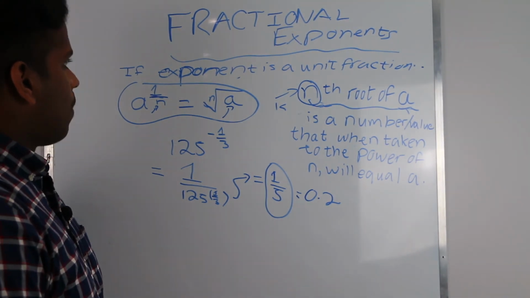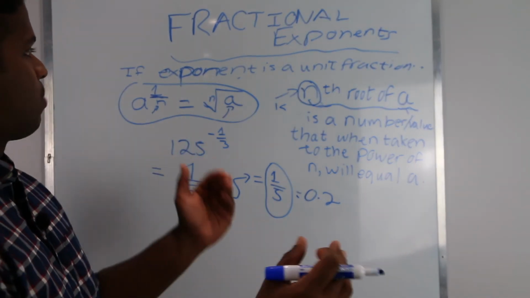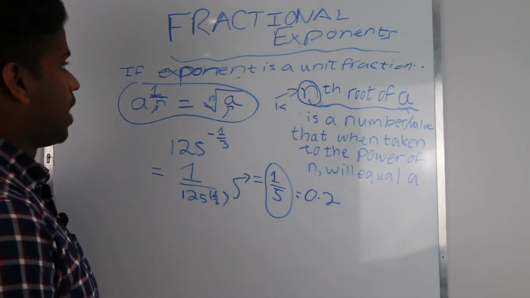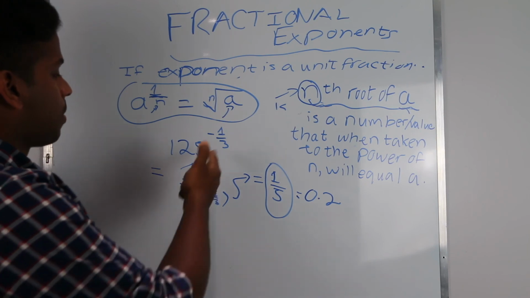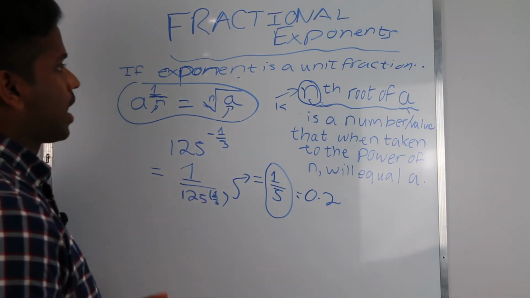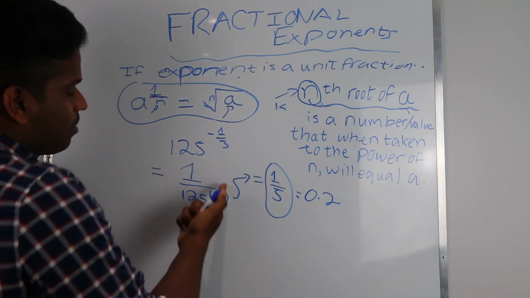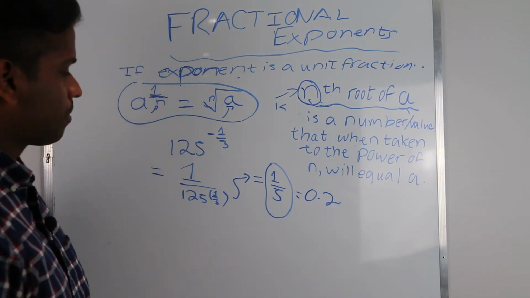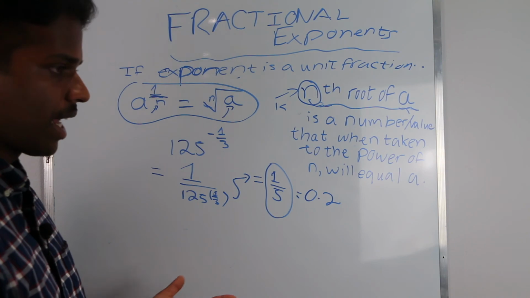So that is how we look at fractional exponents if the exponent is a unit fraction. And this is how we do negative exponents: if the exponent is negative and it's a unit fraction like this, we just calculate like we would for a normal negative exponents problem.